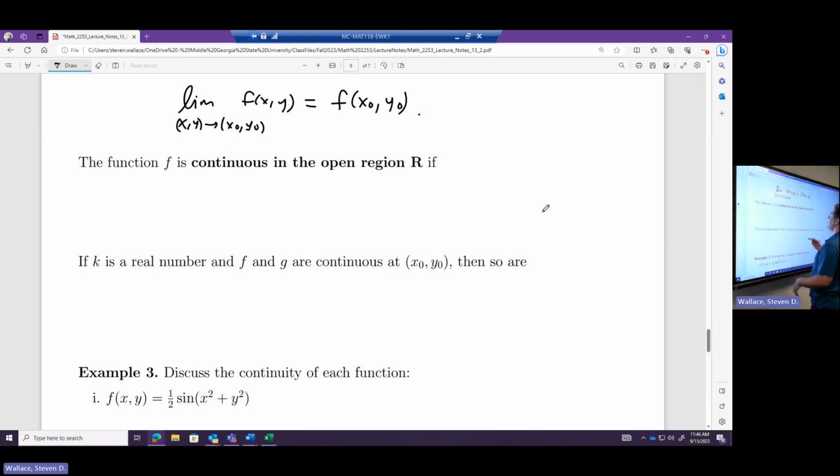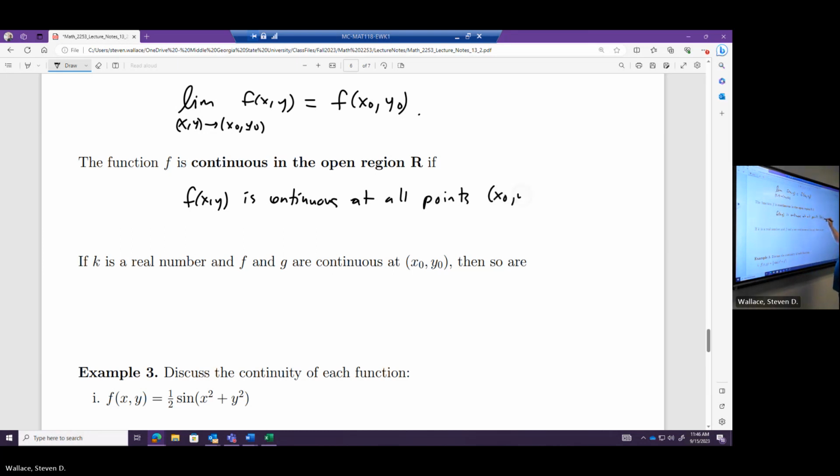Continuous on a whole region means f(x,y) is continuous at all points in the region. And that little symbol is not really epsilon. The symbol is "an element of" or "is in."